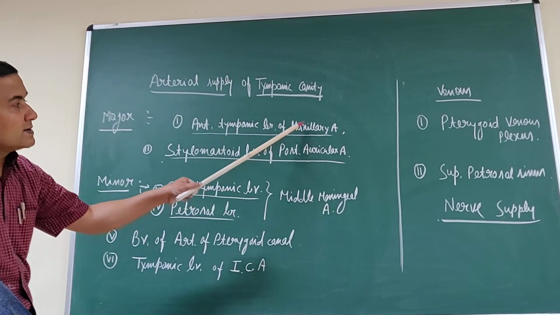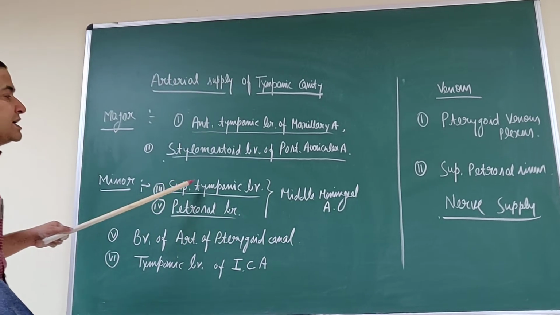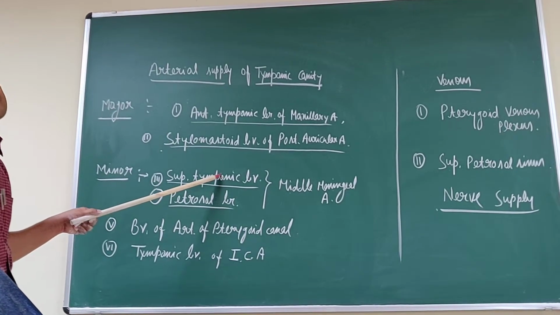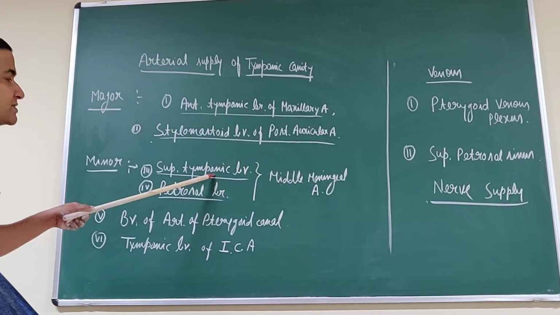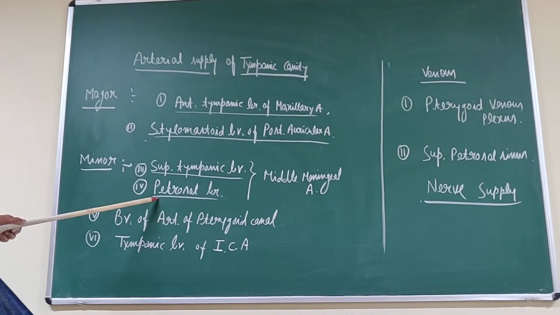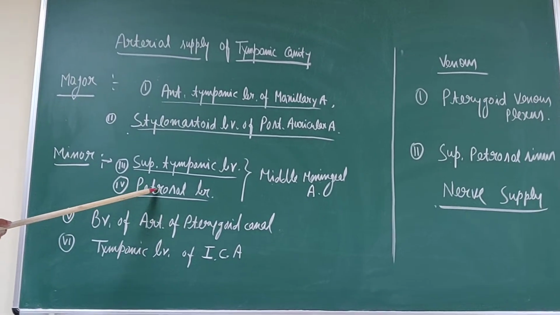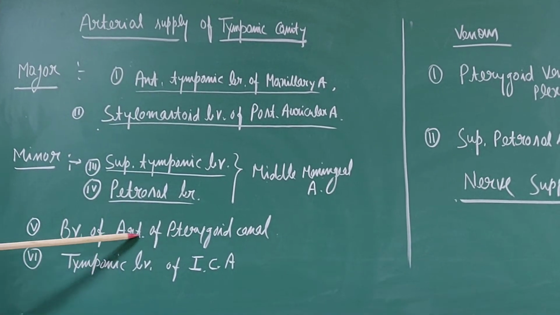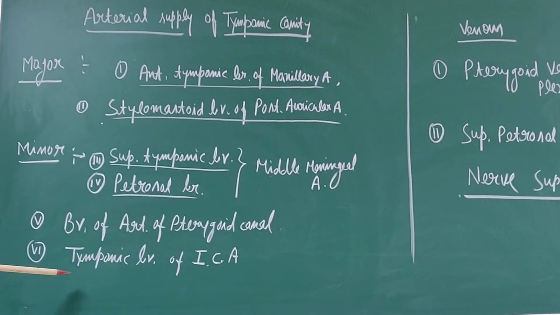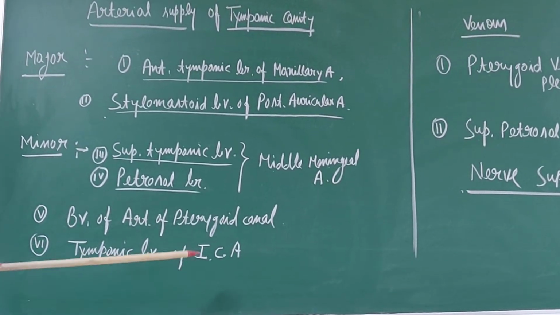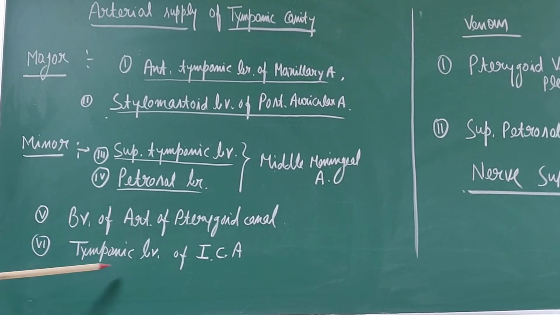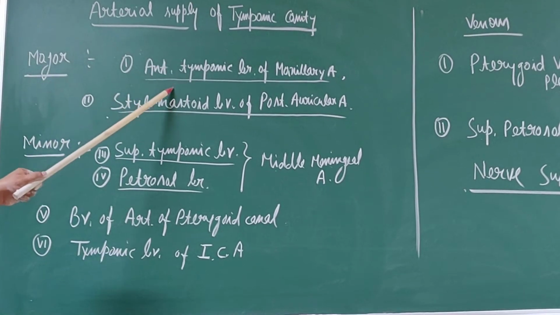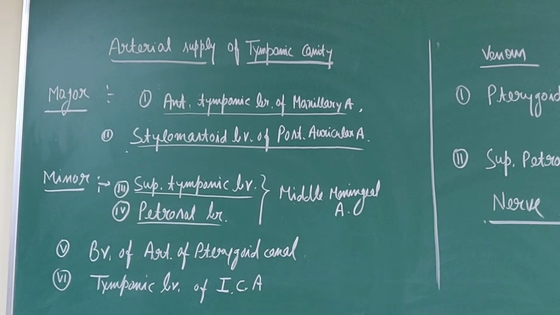The minor branches are the branches of the middle meningeal artery, itself a branch of the maxillary artery. It is the superior tympanic branch that enters through the anterior wall, where the tensor tympani muscle is present. And the petrosal branch enters through the hiatus of the petrosal nerve and supplies the middle ear cavity. Then there is the branch from the artery of the pterygoid canal, a branch of the internal carotid artery, that is the caroticotympanic branch. So these are the 4 minor branches, and these are the 2 major branches that supply the tympanic cavity.